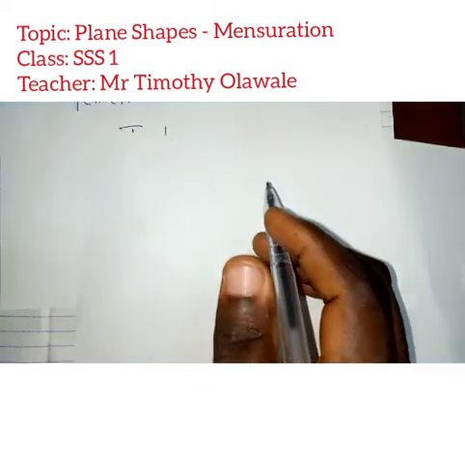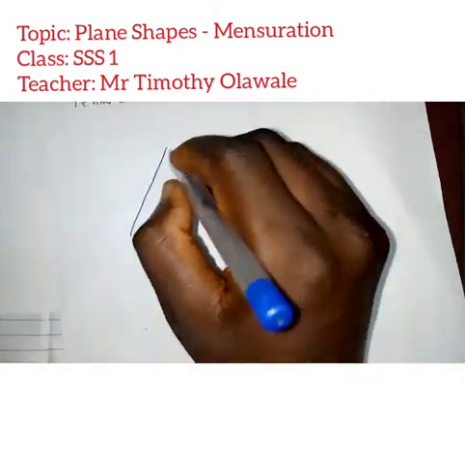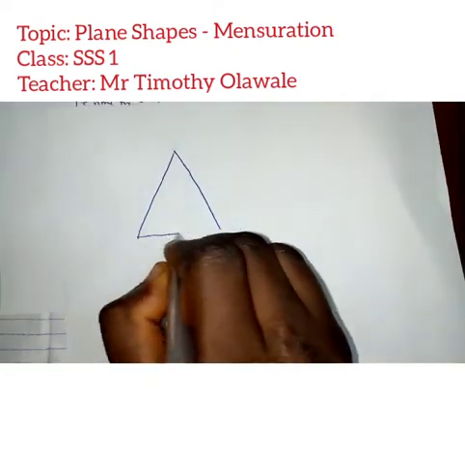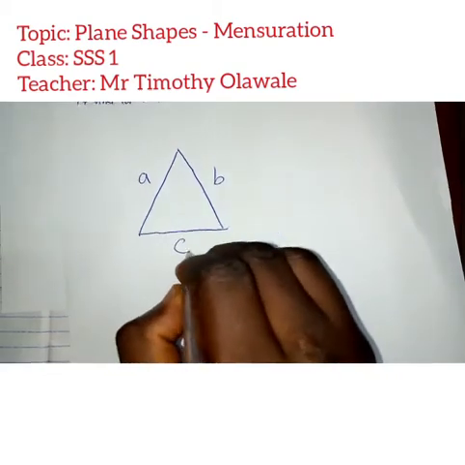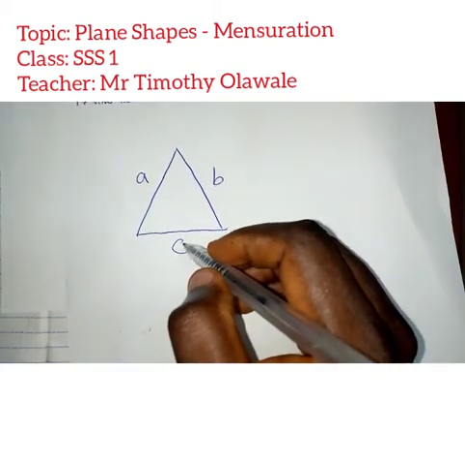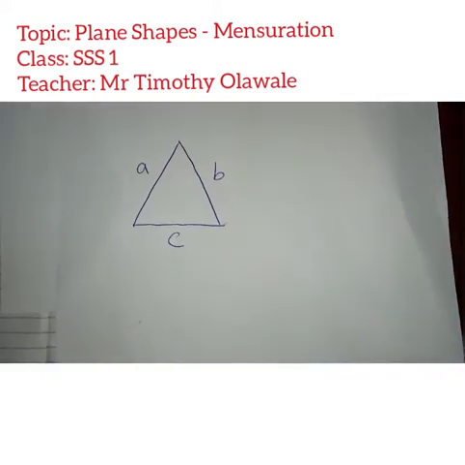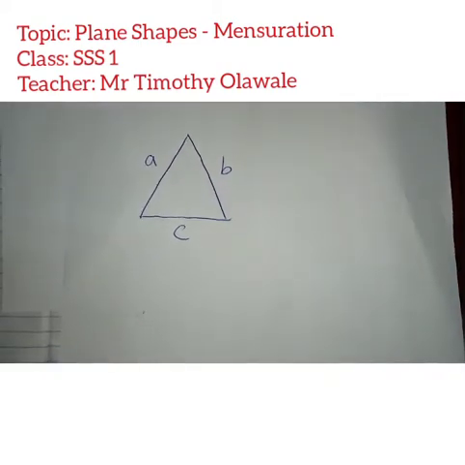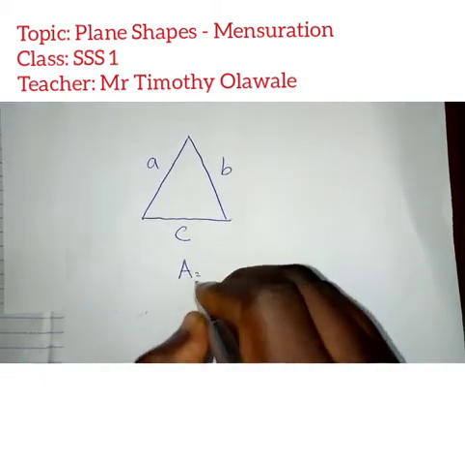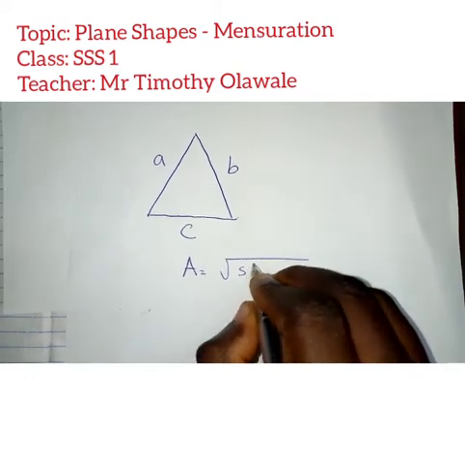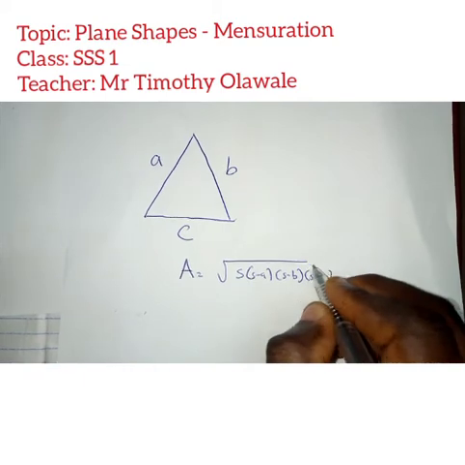Now pay attention. Let's assume you are given a triangle like this, with side a, side b and side c, and you are asked to find the area of the triangle. No height, no angle. In this case we use what we call Heron's formula. It says area equals the square root of s into bracket s minus a, s minus b, s minus c.